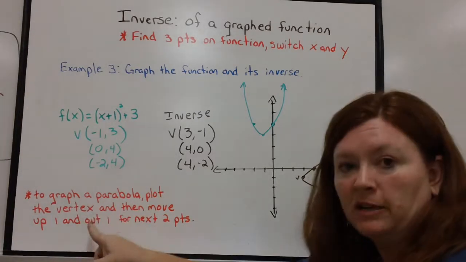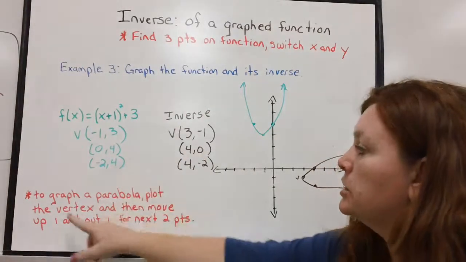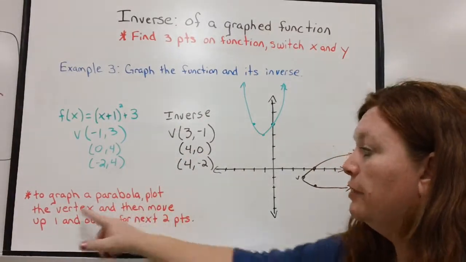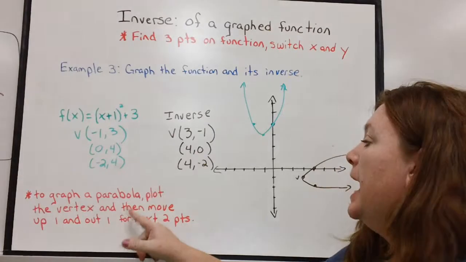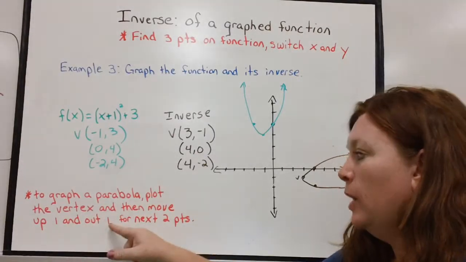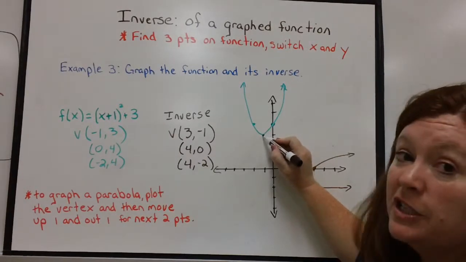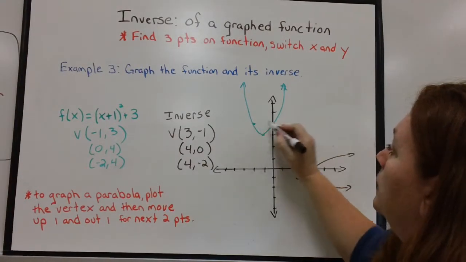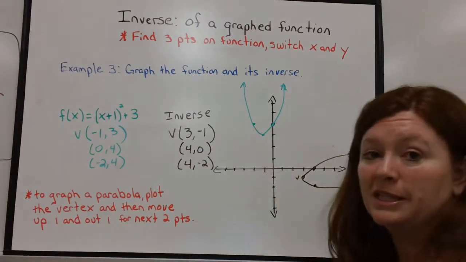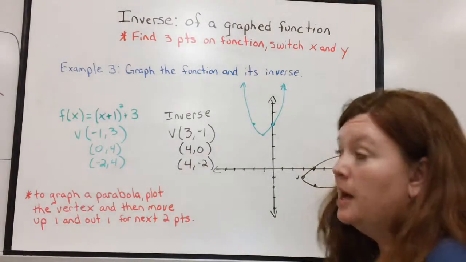I put some notes on here also. Something I've already talked about. To graph a parabola, plot the vertex, we did that, and then move up 1 and out 1 for your next 2 points. I started with the vertex and I went up 1 and out 1 for my other 2 points. I hope this helps.